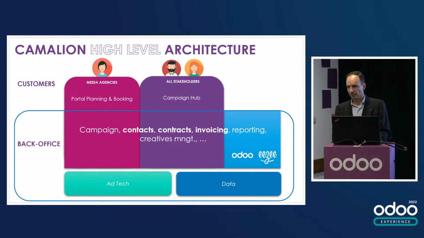Just a quick architecture view of Camalion. So what you see here is the back office with all the different components. There are components that we are developing ourselves, but of course we also look at parties that can help us and that we can integrate with the rest, and that's where Odoo comes in. Then we have on top our connections with the customers, which is the front-end part of things. And as you know, in many businesses, data is of course very important. So we have a data part in the total picture, and the ad tech stuff are the tools that we use for airing the digital campaigns.